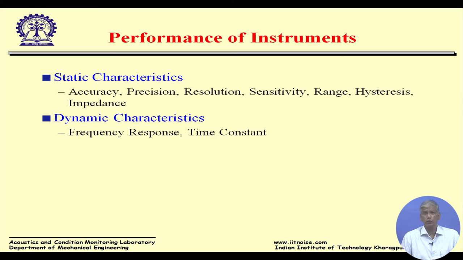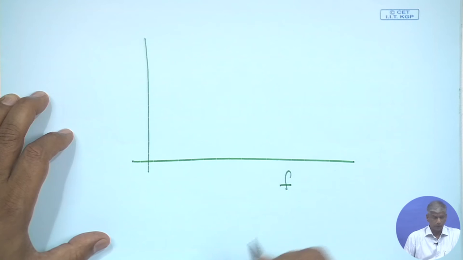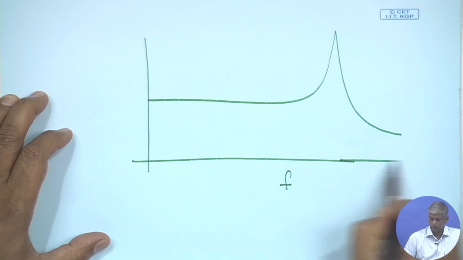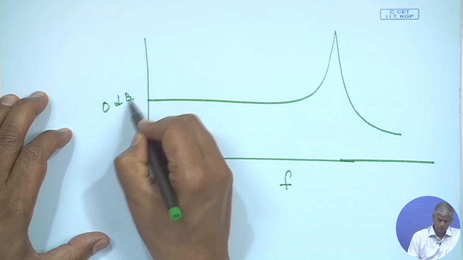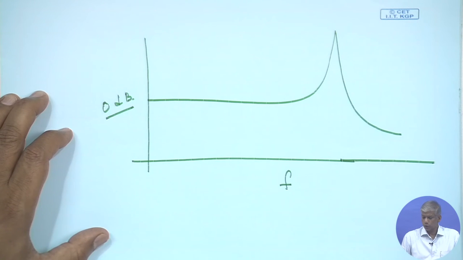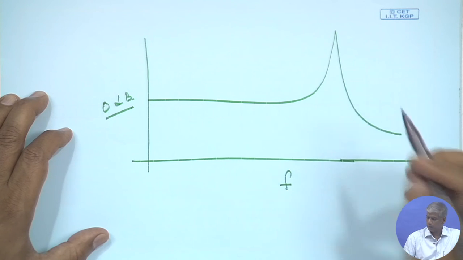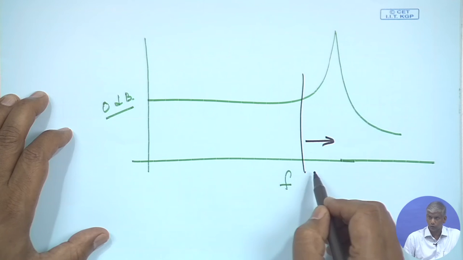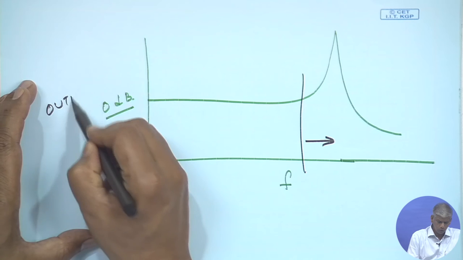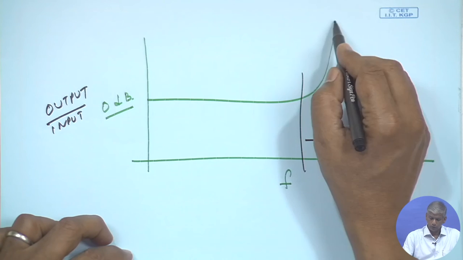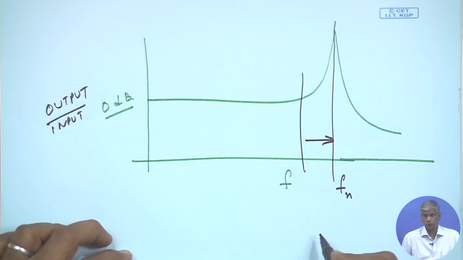But rather, I would focus more on the dynamic characteristics, because a transducer is also a mechanical element. It has mass, it has stiffness, so it would also have a natural frequency, okay? By 0 dB, I mean dB voltage. So obviously, I cannot be measuring at frequencies beyond these, because what happens? The output gets amplified because it is close to the resonance of the transducer.